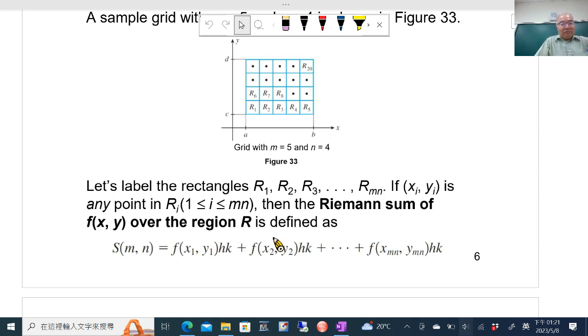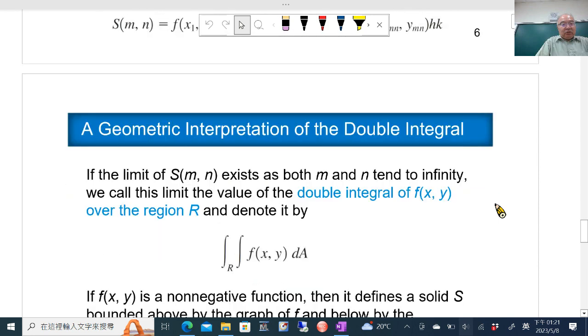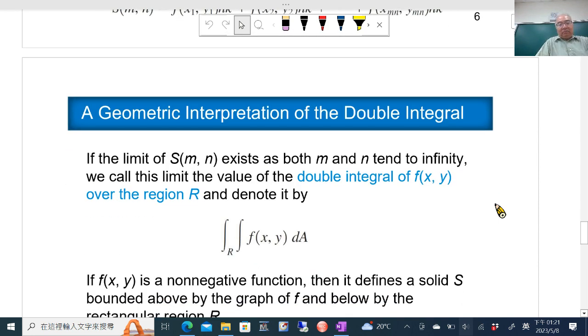Okay, so altogether we have m multiplied by n rectangles, multiplied by the corresponding height, to form the summation of this volume. And this volume will be a very good approximation of the volume under the whole surface. Okay, and that is known as the definite integral for two variables, and we call this the double integral.